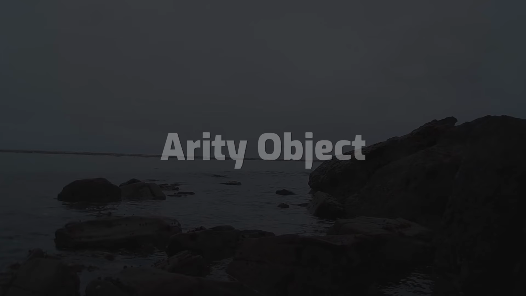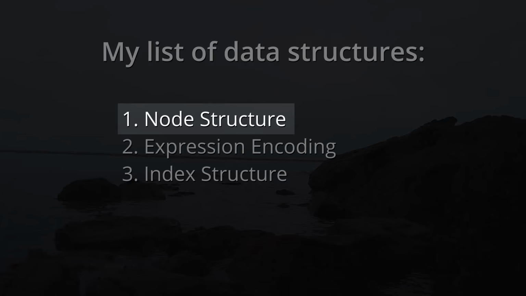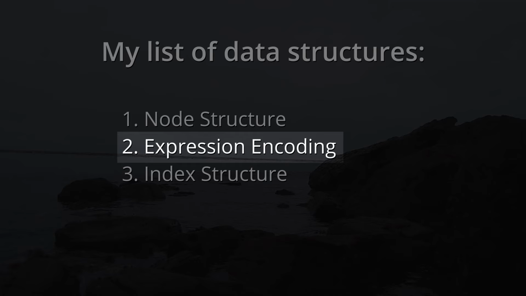Alright, that's it for today. I've covered the idea of the arity object and its definition, and then the details of a node data structure that encodes the arity object. Next time, I'm going to cover a second data structure, an expression encoding for the arity object, and we'll look at how the expression encoding shifts the trade-offs of these various points that we looked at by comparison to the first data structure. So, see you then.